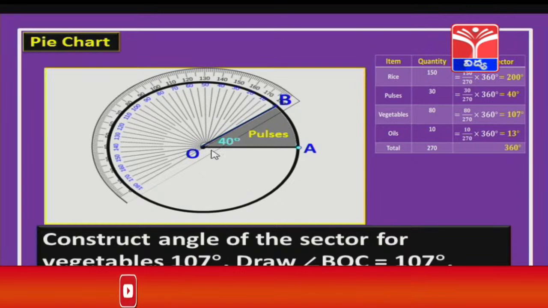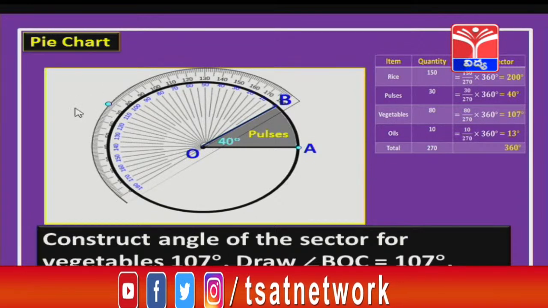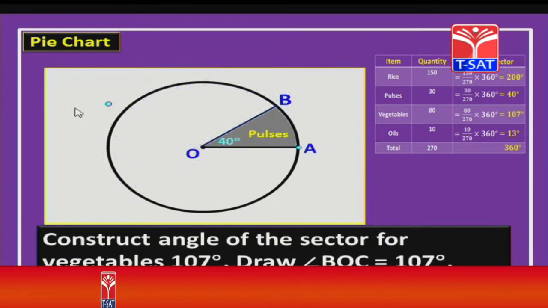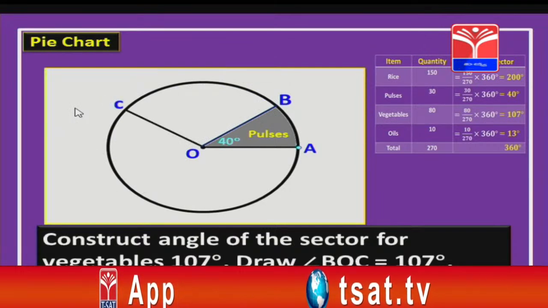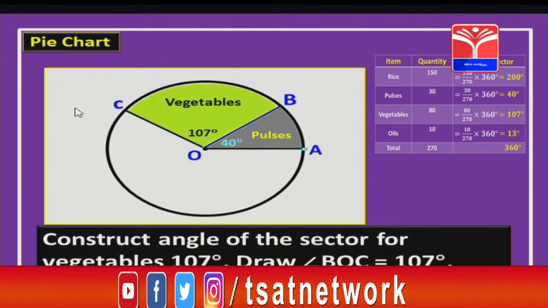Okay children. Now, mark 107 degrees. Yes, here you can see it is 107 degrees. Then what we are going to do? Yes, we are going to join that point on the circumference, and we are going to mark that point as C. Then what is that region children? Yes, that is vegetables, and we color it and mark the angle as 107 degrees.